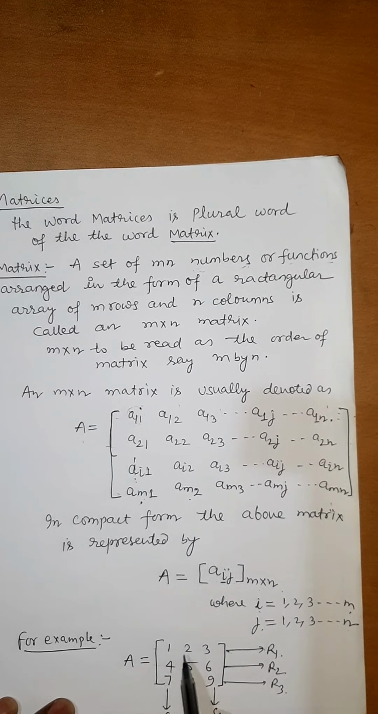Similarly, these horizontal ones are rows, this is a vertical column. This line is horizontal and this line is vertical. So horizontal rows and vertical columns.